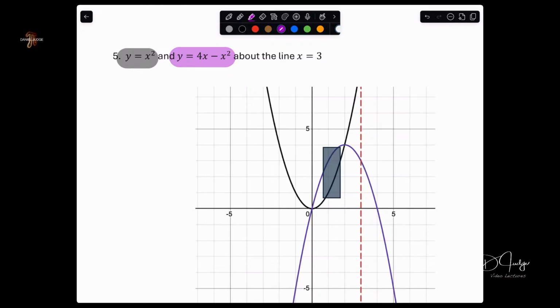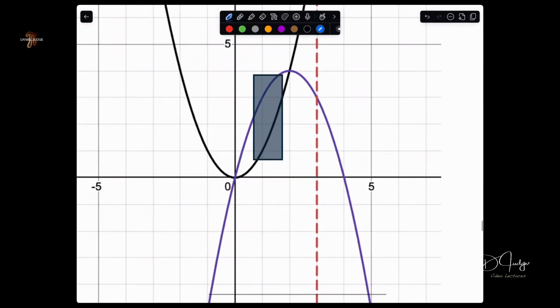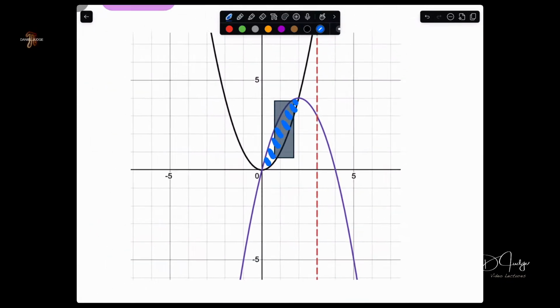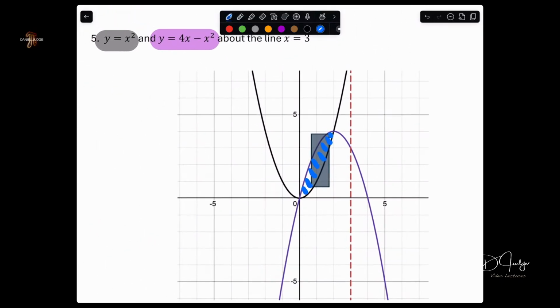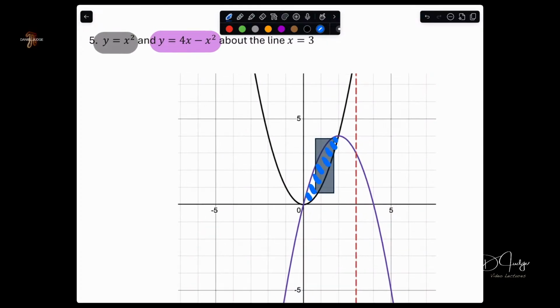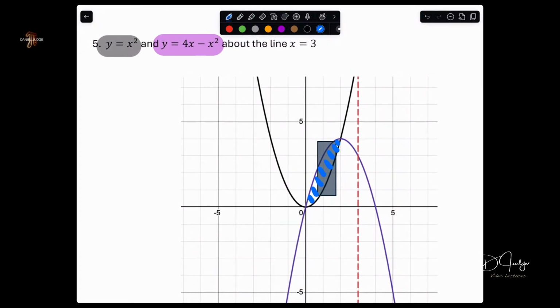And now you're gonna rotate this region. So we're really looking at the intersection here. The intersection is right in here. Okay. The intersection. This is the region. This is what we call the bounded region.